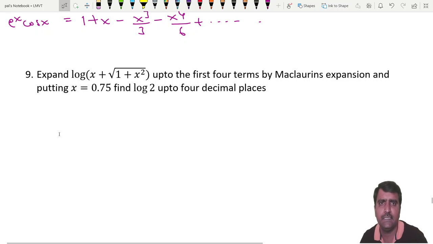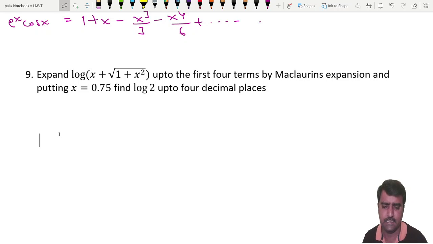After this Maclaurin's expansion, one more topic is there, that is the indeterminate forms. In that one you discuss what indeterminate forms are, and other concepts.